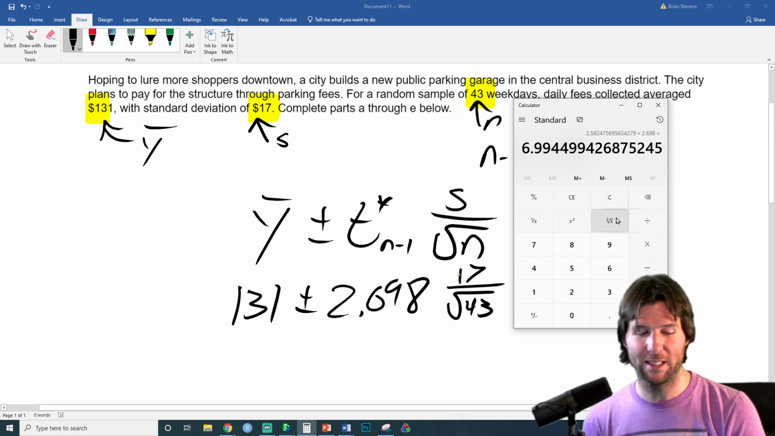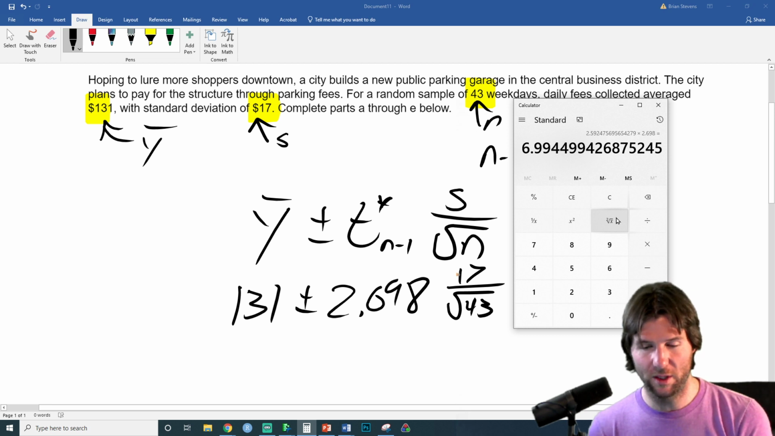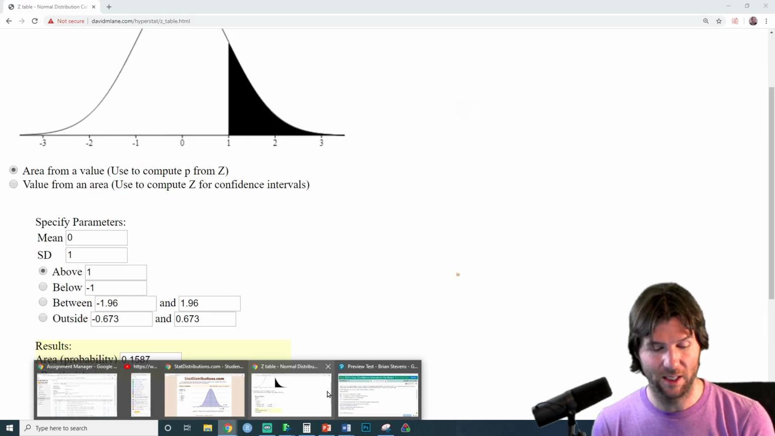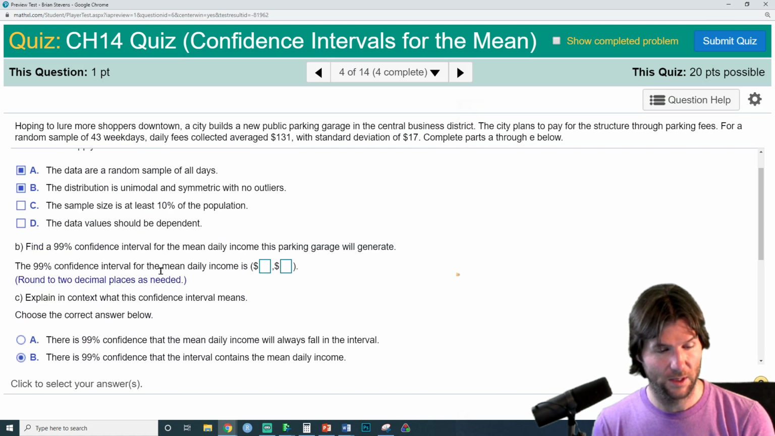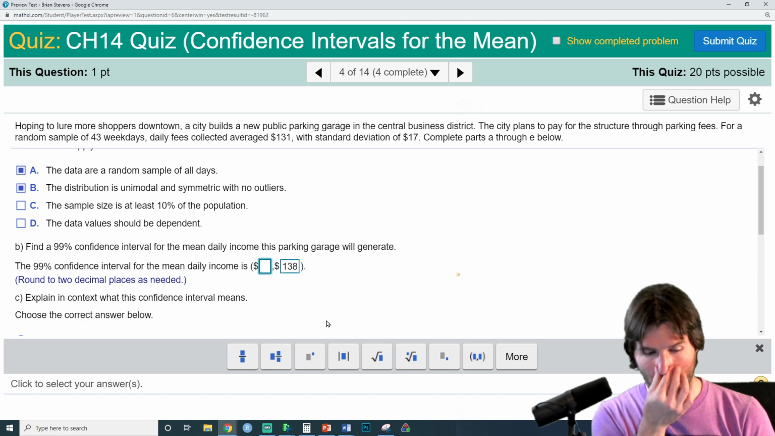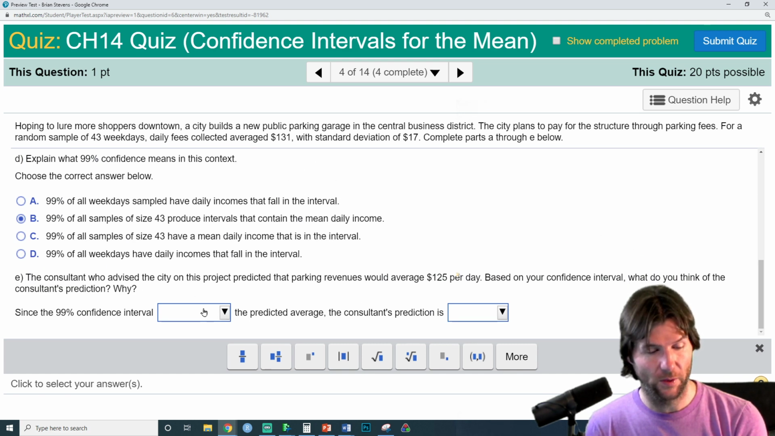Oh, that's so perfect. It's 7. I think it rounds to 7. Yeah, good question, Sam. So this is 7 right here. As long as it's 7, we're good. Let's see how many decimals it wants. So there you go. There's 99% confidence. If it's 7, it should be 131 plus 7, so that's 138. And then 131 minus 7. I think it all rounds. We'll hope the plus or minus is nice to us. So 124.